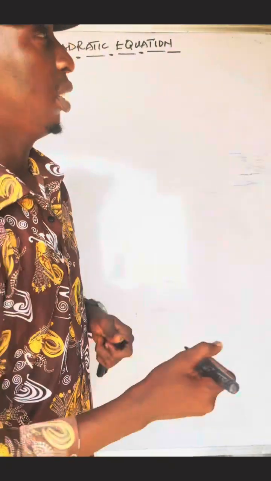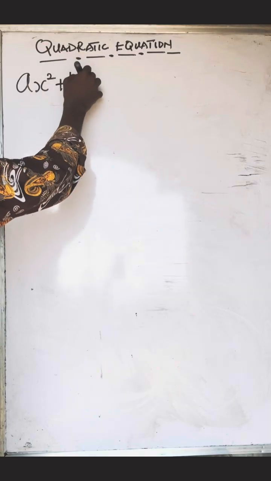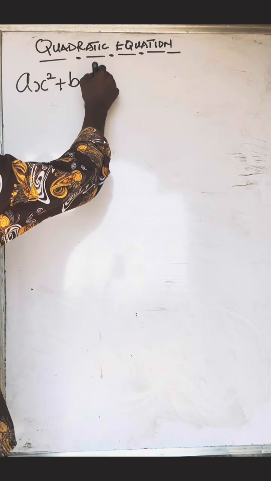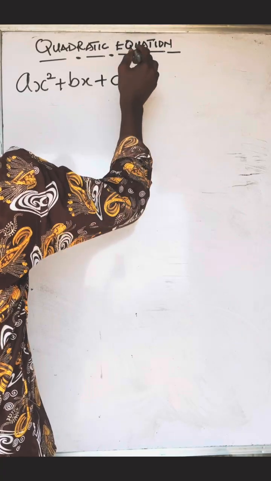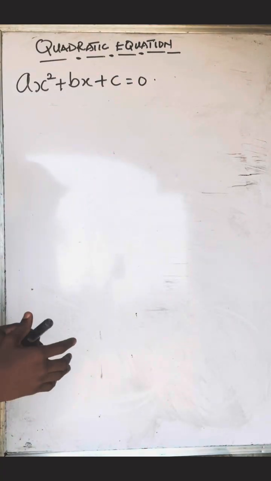Good morning, everyone. I am here to teach you a very simple trick to solving a quadratic equation. Now, let's assume we have a general quadratic equation of the form ax squared plus bx plus c equals 0, and I want to solve this equation using my trick.